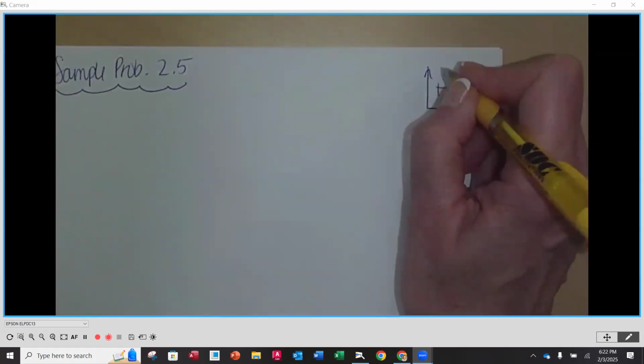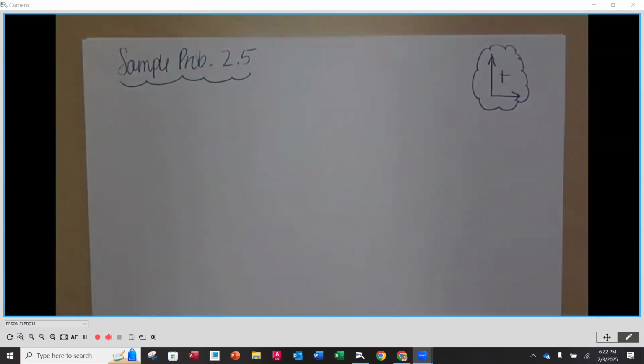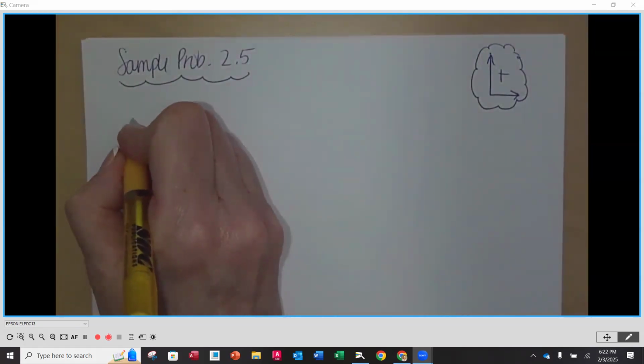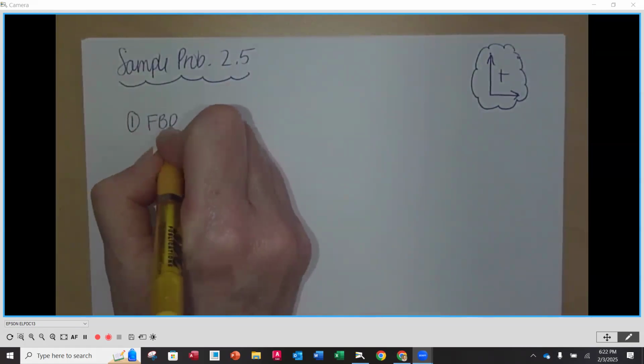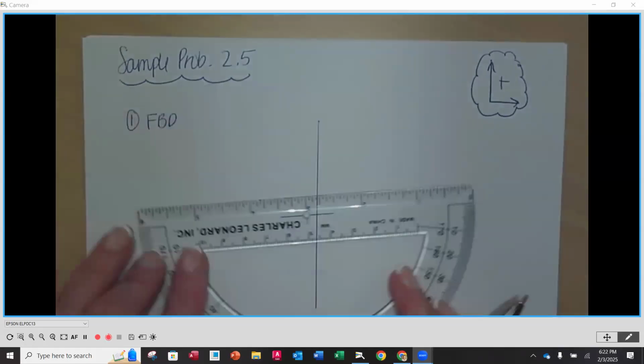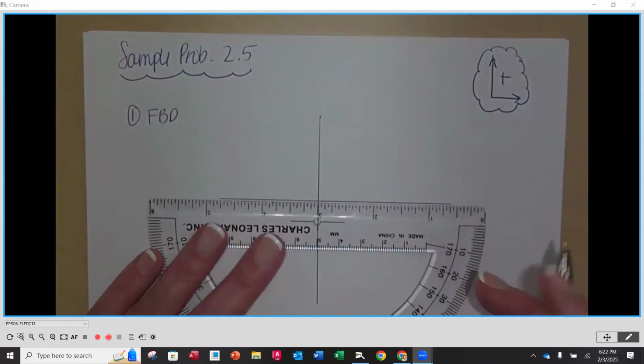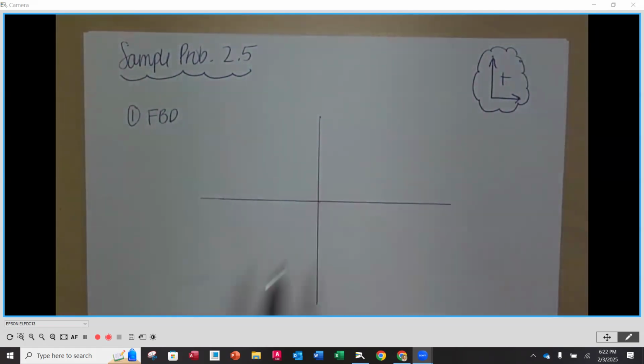Sample problem 2.5. And before we do anything, we're going to put our convention in the upper right-hand corner. Now, we're not going to draw the block. We're going to draw a simplified version of it. And this is going to be our free body diagram. We're going to start with an X and Y axis. And the middle of that X and Y axis, where everything comes together, is the center of gravity of our block. So right here is the center of gravity of our block.